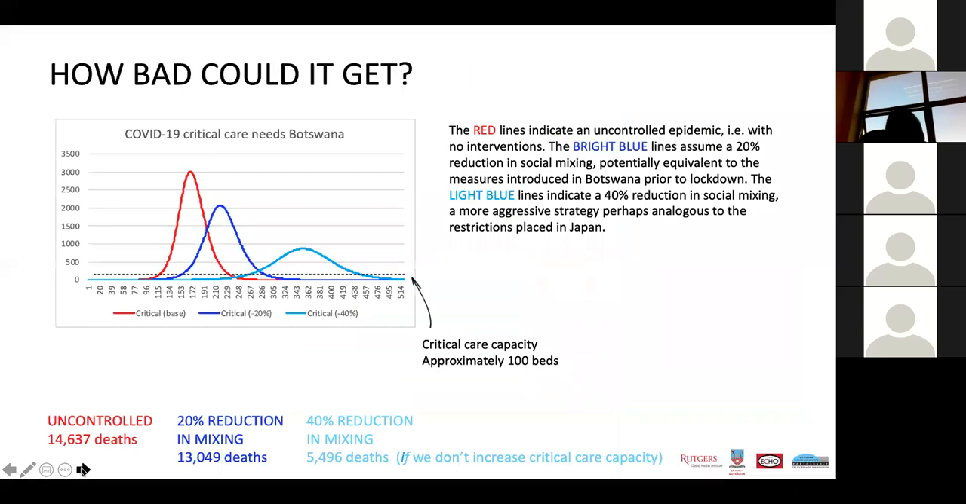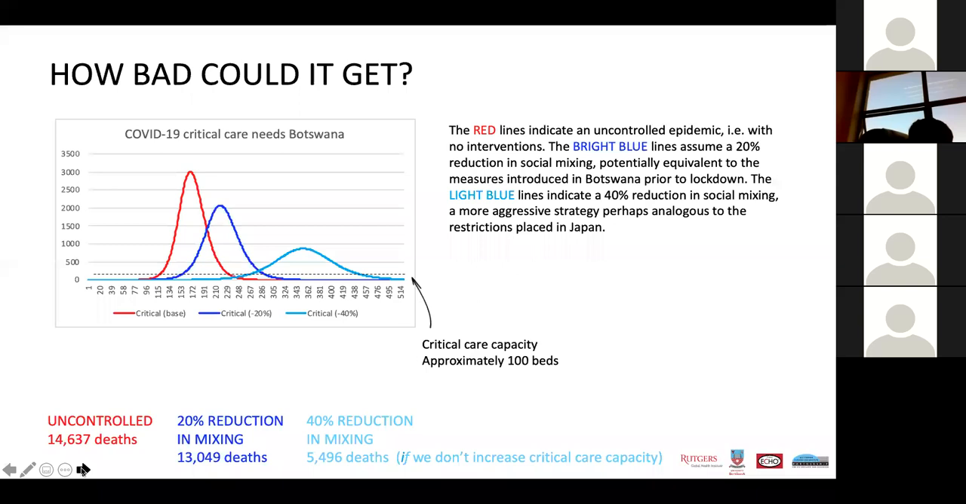So what could happen here? Well, these are some very preliminary models, showing the critical care bed capacity in Botswana based on various projected scenarios. So the red line is looking at an uncontrolled epidemic. So this would be the case if we did absolutely nothing at all. Now, obviously, that's not what's happening. We've already put in place lots of measures, travel restrictions and lockdown. But if we did nothing, what could we expect? Well, what we could probably expect would be something along the lines of that red line.